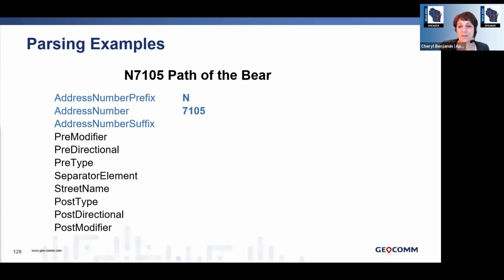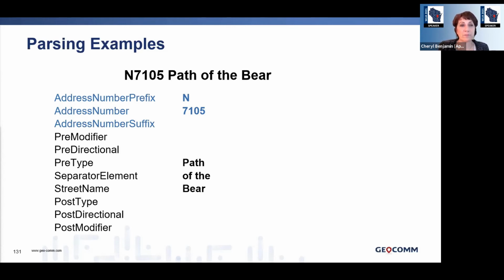So we have a couple about the separator element, and then we have the pre-type. And that's correct. It's actually Path of the Bear because path is a post type as well as a pre-type. And so if you have something with a pre-type value, that would go into the pre-type field. And then of course your prepositional phrase goes into the separator element. So when you're looking at words that have prepositional phrases, don't automatically assume that they would go into the separator element. You have to look at the word that would occur in the pre-type field.